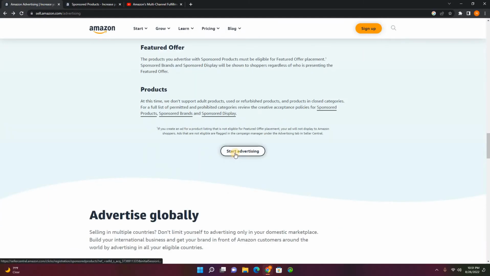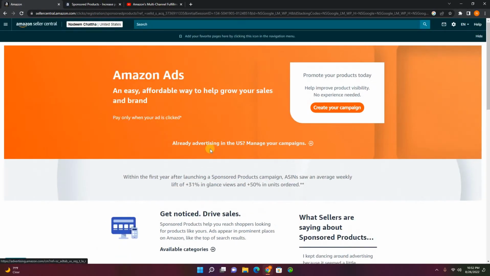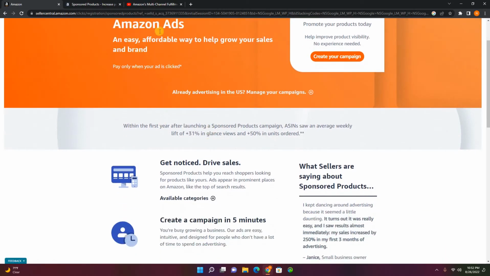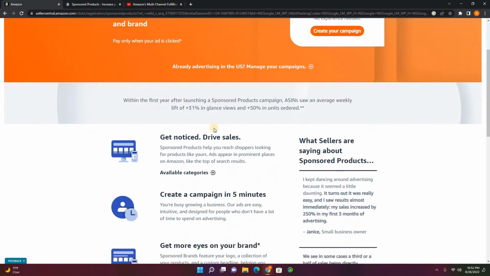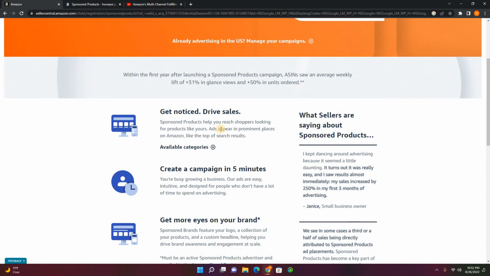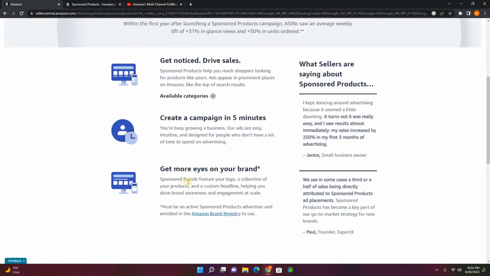Okay, so I will show you if you want sponsored products, sponsored brands, sponsored display. Let me show you. It will take you to your store. Okay, this is the definition of Amazon ads. If you want to advertise your product on Amazon and elsewhere, you can do it. This is Amazon policy. If you want to do marketing with Amazon, you can follow this instruction. Get noticed, create, get more. These 3 steps. Okay, what sellers are saying about sponsored products.